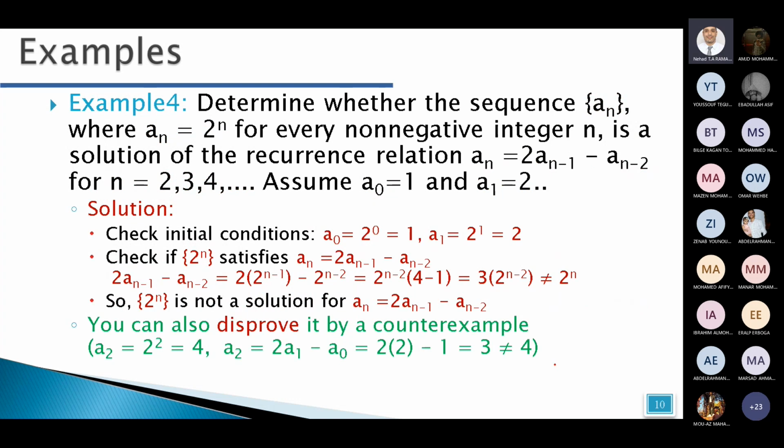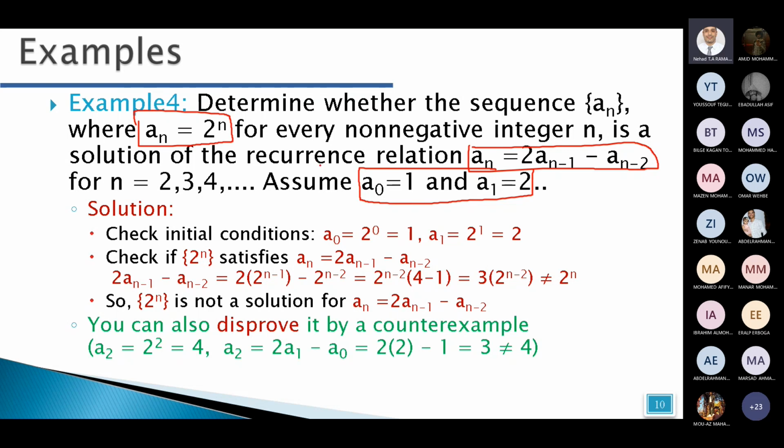Let's take another example. In this example, the solution actually is not a correct solution. So what will happen if it's not a correct solution? Look at the solution. Here's the solution. Here's the recurrence relation. And here are the initial values.